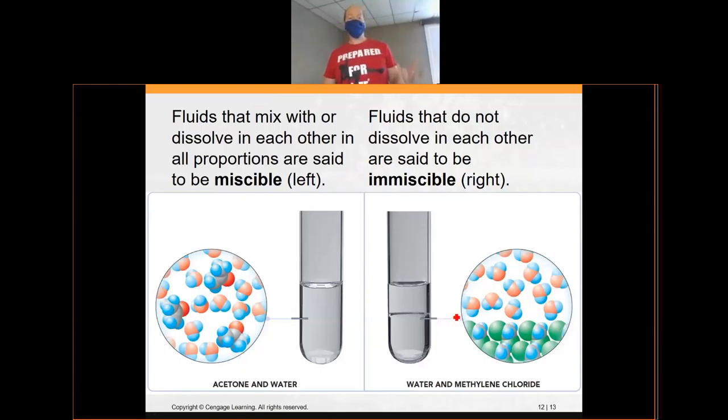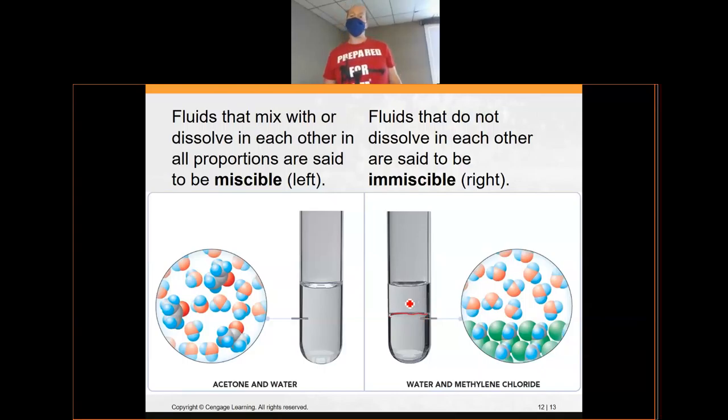All right, and if you have two liquids, you have two choices. If you mix acetone and water, you have a miscible, which means it is one solution. It is clear, mixed together. If you mix water with methylene chloride or water with gasoline, you will not have a miscible. You will have an immiscible. They do not mix, and so you'll see a separation. There is a line here of separation.